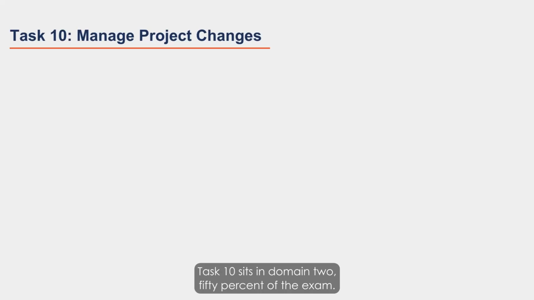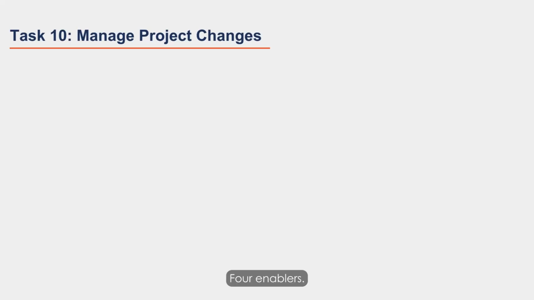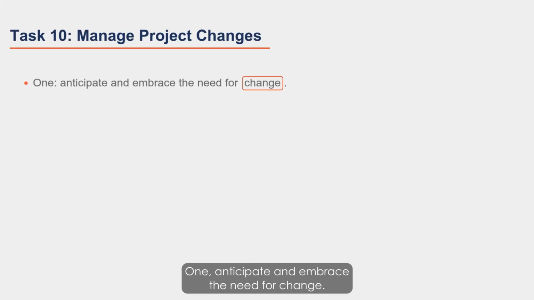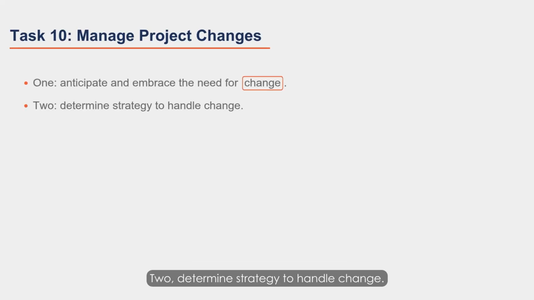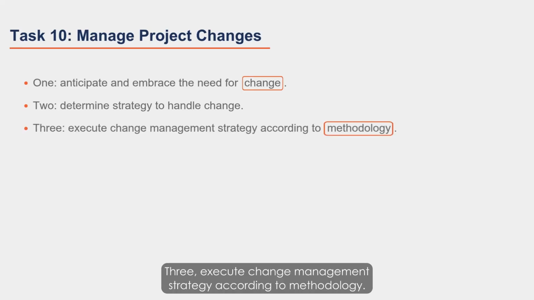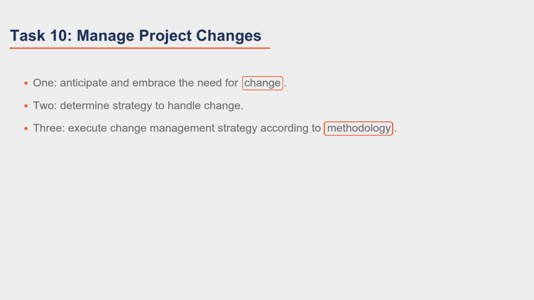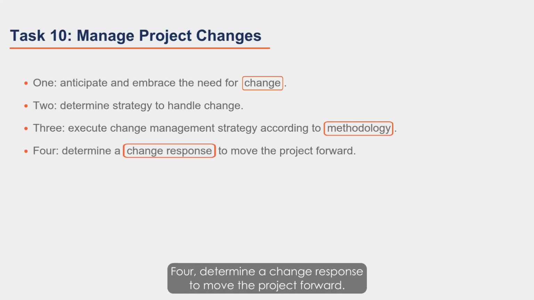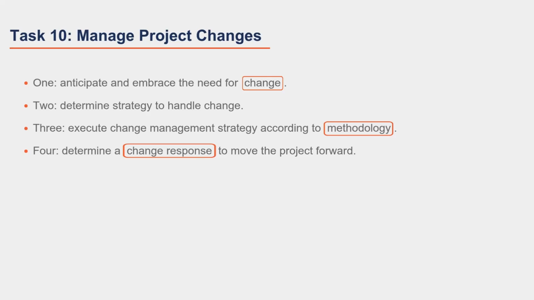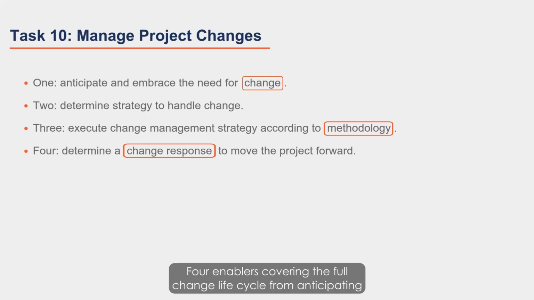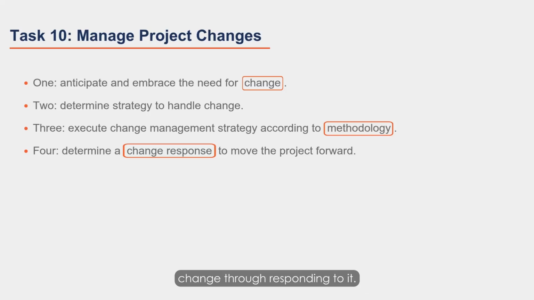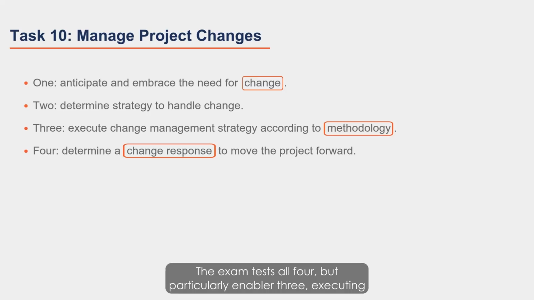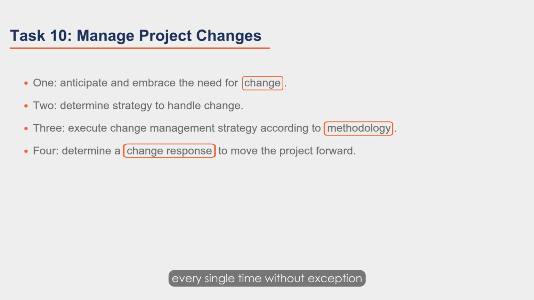Task 10 sits in Domain 2, 50% of the exam. 4 enablers. 1. Anticipate and embrace the need for change. 2. Determine strategy to handle change. 3. Execute change management strategy according to methodology. 4. Determine a change response to move the project forward. 4 enablers covering the full change lifecycle, from anticipating change through responding to it. The exam tests all 4, but particularly enabler 3. Executing the strategy correctly, which means following the change control process every single time without exception.